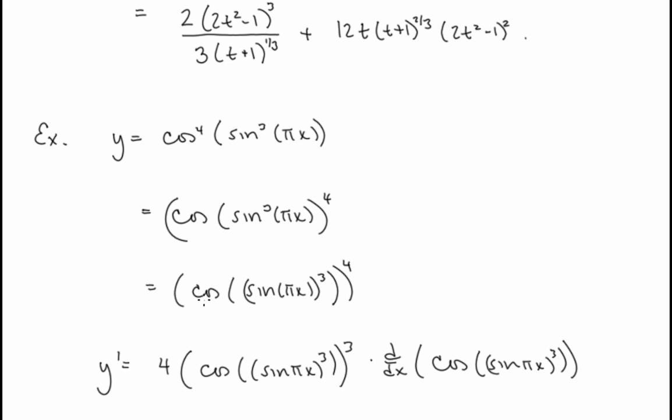So we have a function of x to the 4th power. The chain rule says to take the derivative, bring that 4 down, and take all of that to the 3rd power.